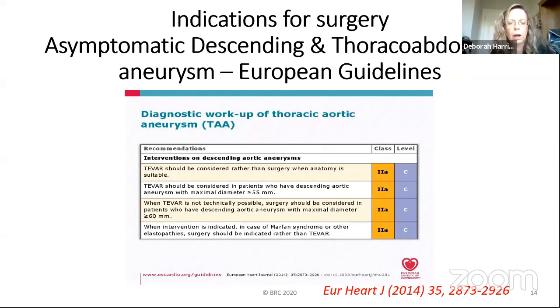The European guidelines consider that TEVAR should be considered rather than surgery if possible, and they suggest that if open surgery is to be performed in the descending aorta, the threshold should be 6 centimetres, but agree that in the case of syndromes and aortopathies, open surgery should be indicated rather than endovascular means.